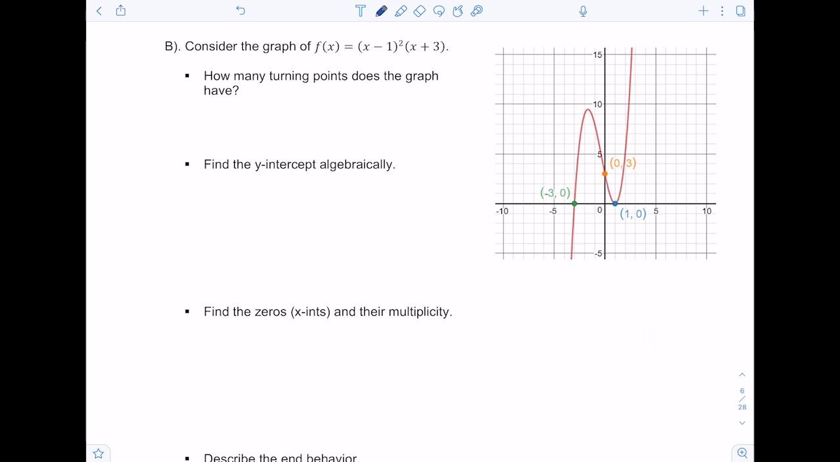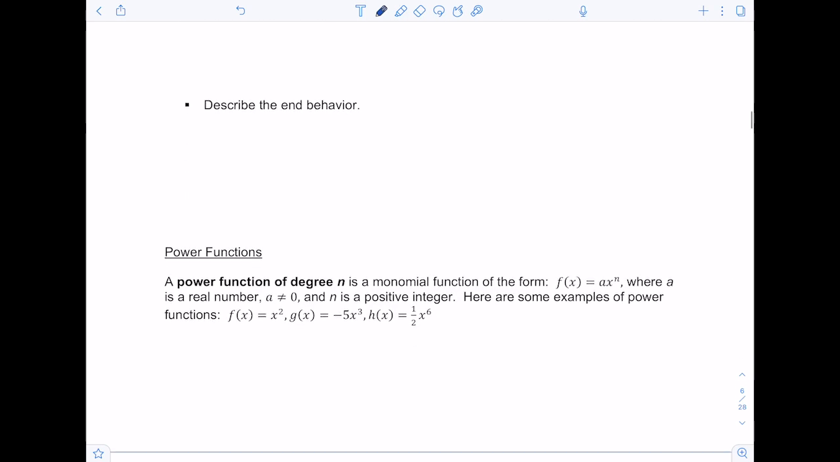And in this last problem here, we have a function, okay? And again, you can try this on your own, looking at the examples from above. So you want to talk about how many turning points does this have? You want to find the y-intercept algebraically. We talked about all of that in the last chapter and before. Find the zeros or the x-intercepts and their multiplicity, and then discuss the end behavior as well.